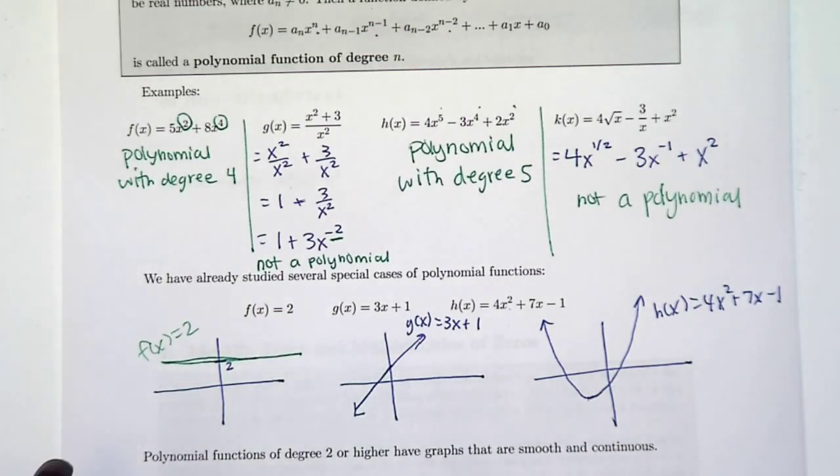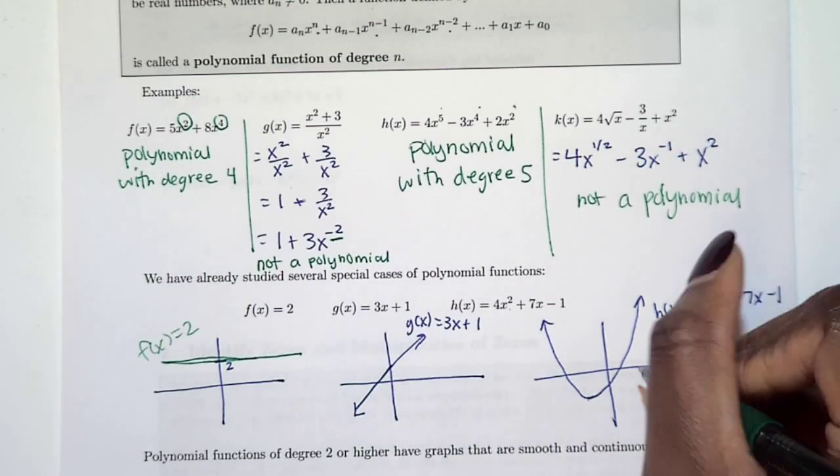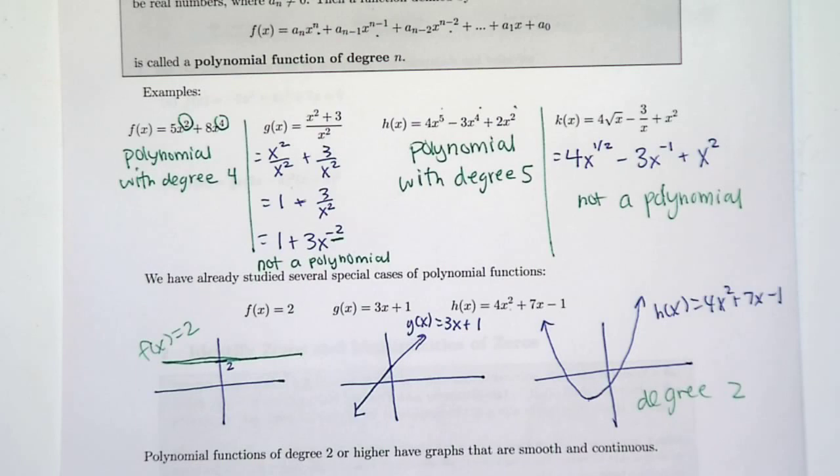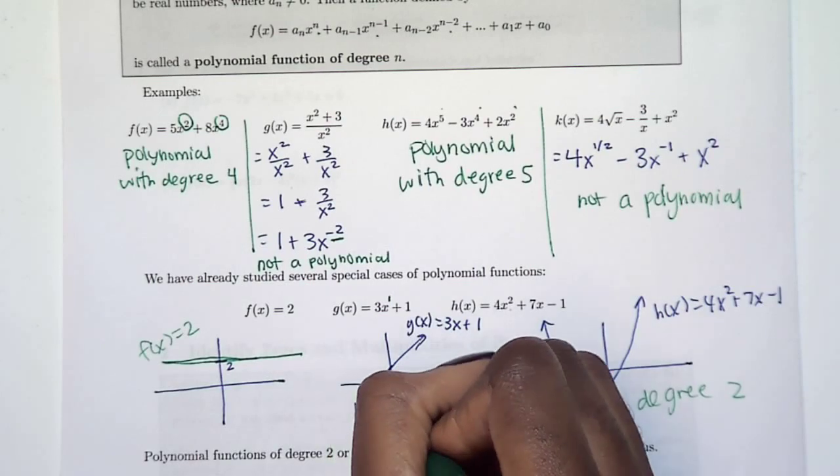Polynomials. All right, so let's talk about the degree. So what is the highest power of this one? This one has degree 2. The highest power here, 1. So this one has degree 1.